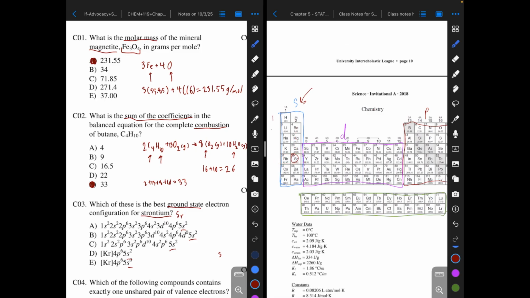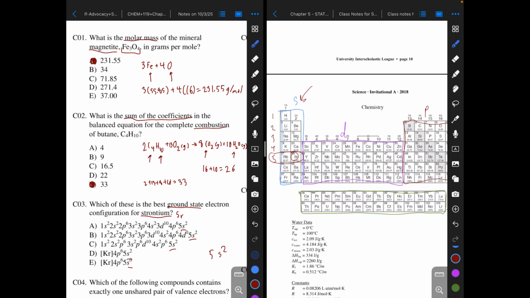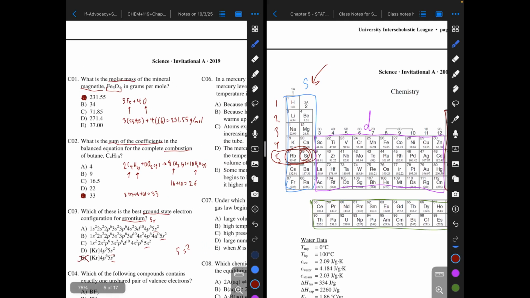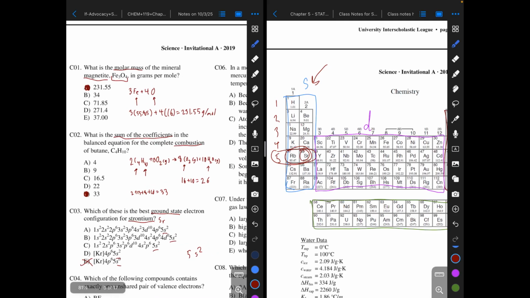I'll do that one more time: 1, 2. Strontium's in the 5th row, so you would have a 5 in front of the S. 5S. Once again, that doesn't help too much because everything in this row is basically 5S. But here's the thing: strontium is the second element in the 5S row. That means both electrons are in its orbital. The orbital is completely filled, so it has 2 electrons. Like rubidium would be 5s1, strontium would be 5s2. Now we got somewhere, because now we know E is the wrong answer, and we're down to A, B, C, D.